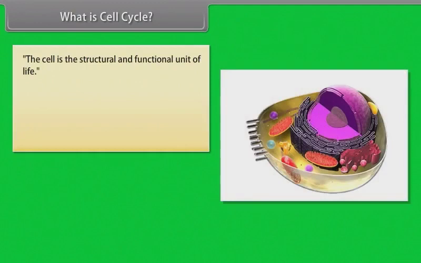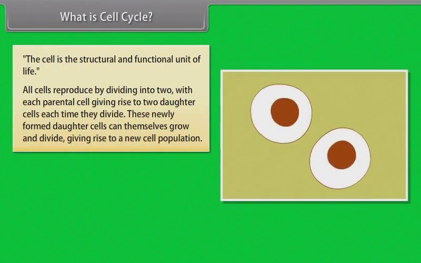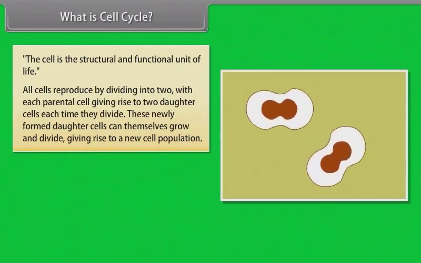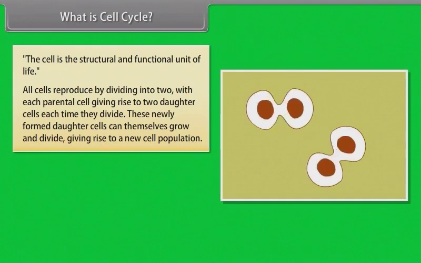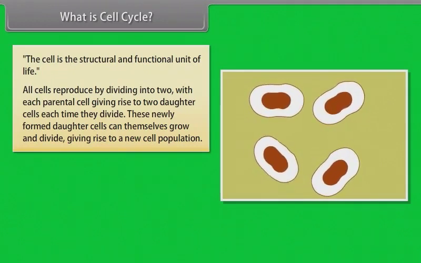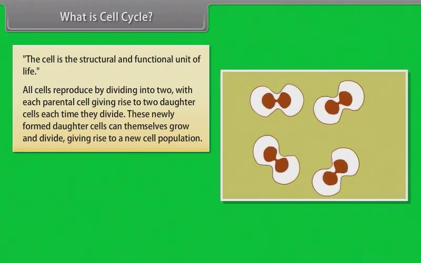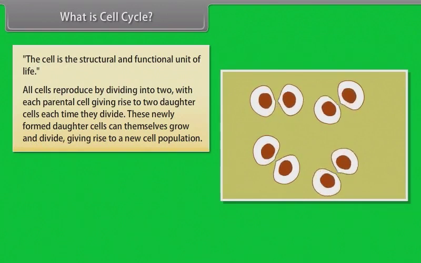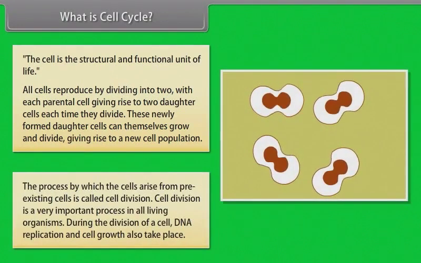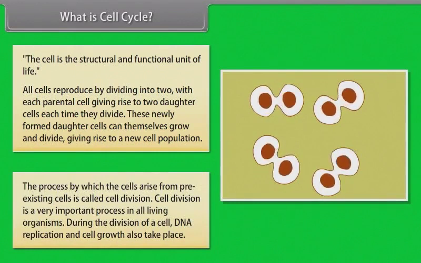What is cell cycle? The cell is the structural and functional unit of life. All cells are produced by dividing into two, with each parental cell giving rise to two daughter cells each time they divide. These newly formed daughter cells can themselves grow and divide, giving rise to a new cell population that is formed by the growth and division of a single parental cell and its progeny. The process by which cells arise from pre-existing cells is called cell division.